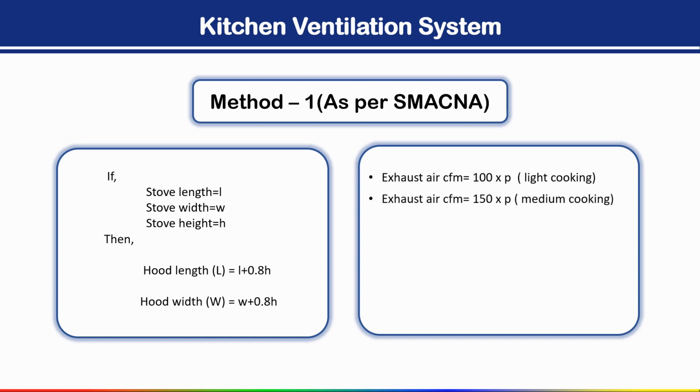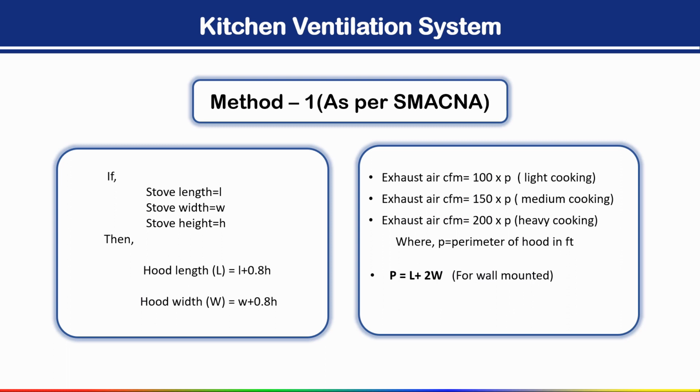And for medium cooking, what is the formula? To find the exhaust air CFM, it is 150 into P. And for heavy cooking, exhaust air CFM is equal to 200 into P. It means based on your cooking, you will get the exhaust air CFM. Now P is what here? Perimeter of the hood in feet. Okay, remember this point.